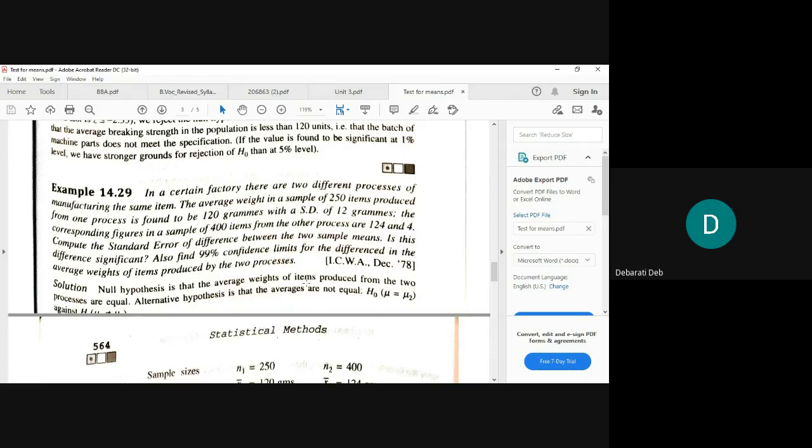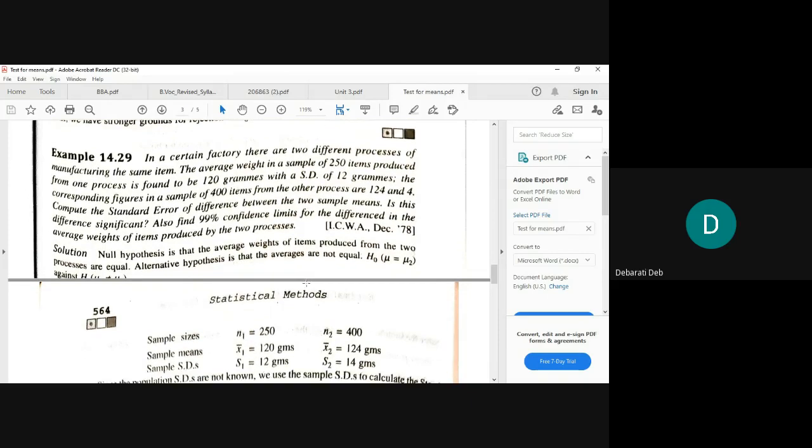So these last three lines say first we will calculate the standard error, which we have to calculate if we want to test. If we want to apply any test, Z test, T test, whichever test, we have to calculate the standard error. So we will calculate that. Then after that we will test the null and the alternative hypothesis, and then the 99% confidence limits has been asked. That means we have to consider 1% level of significance. Okay, so let us start.